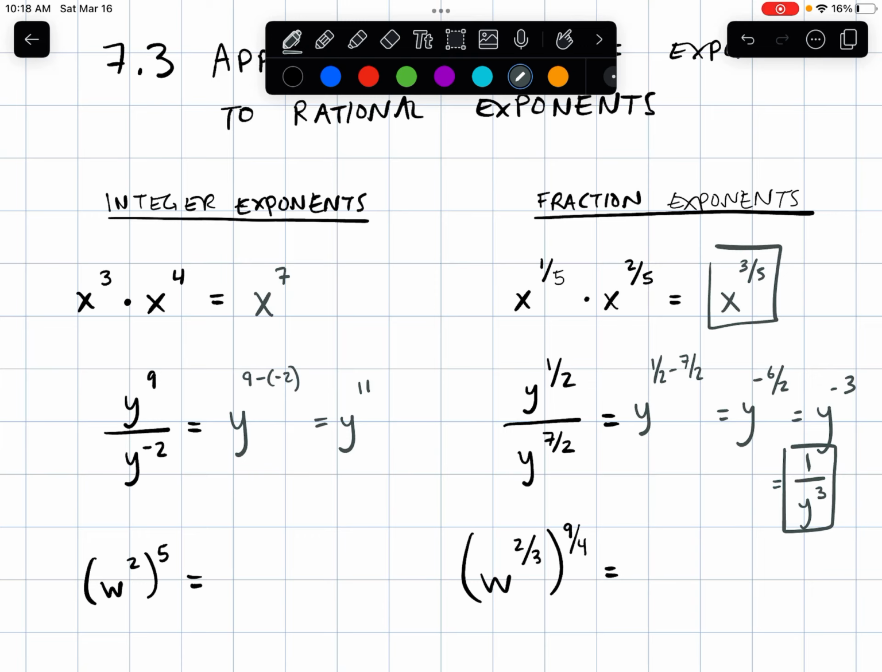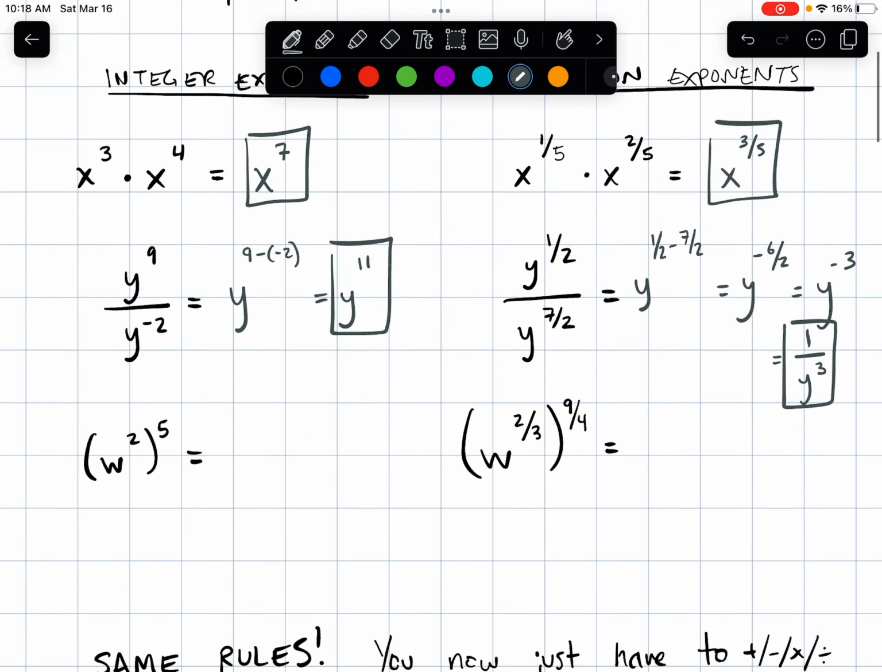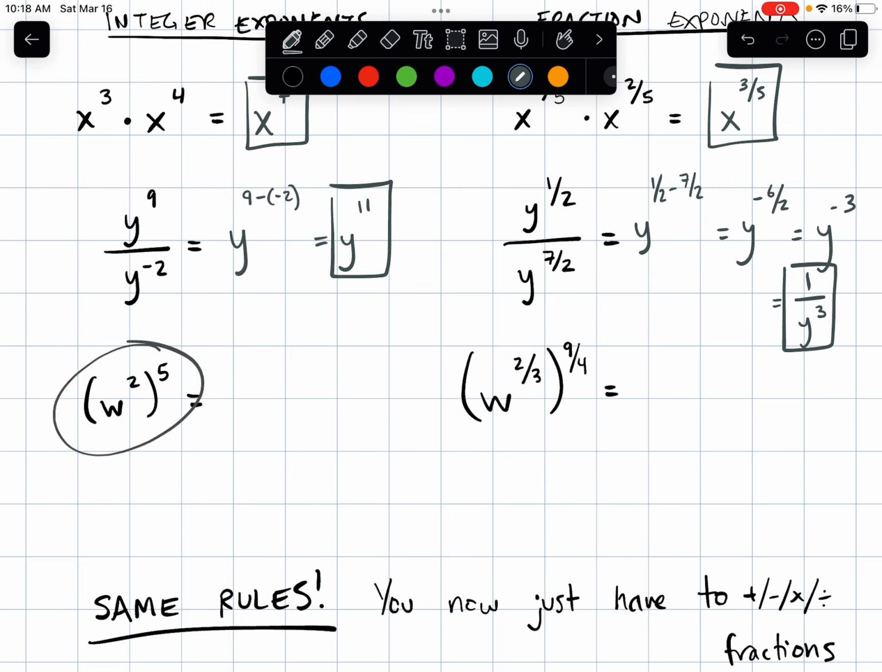All right. I'm going to box these answers so that we can know what our final answer is for all of these. Here we have a power of a power. So I know that for something like this, I need to multiply those exponents. So that would be something like w to the 10th power. 2 times 5 is 10.